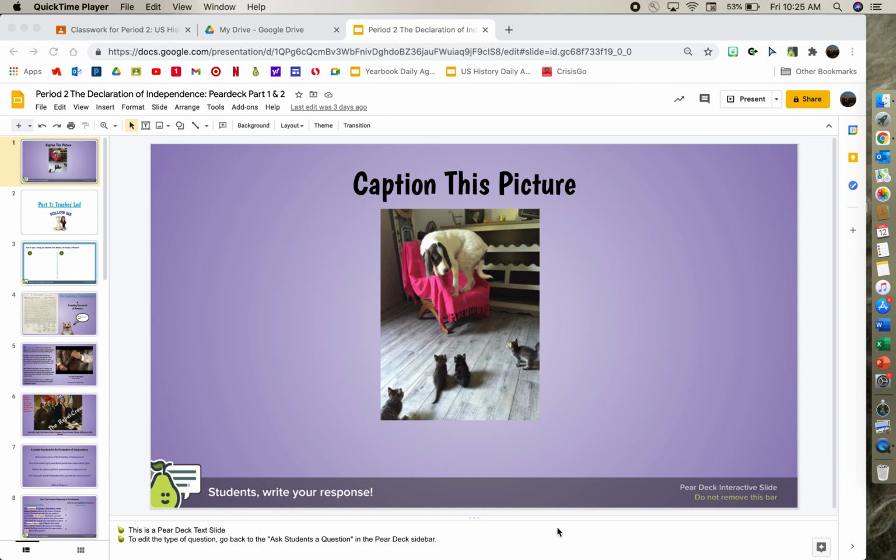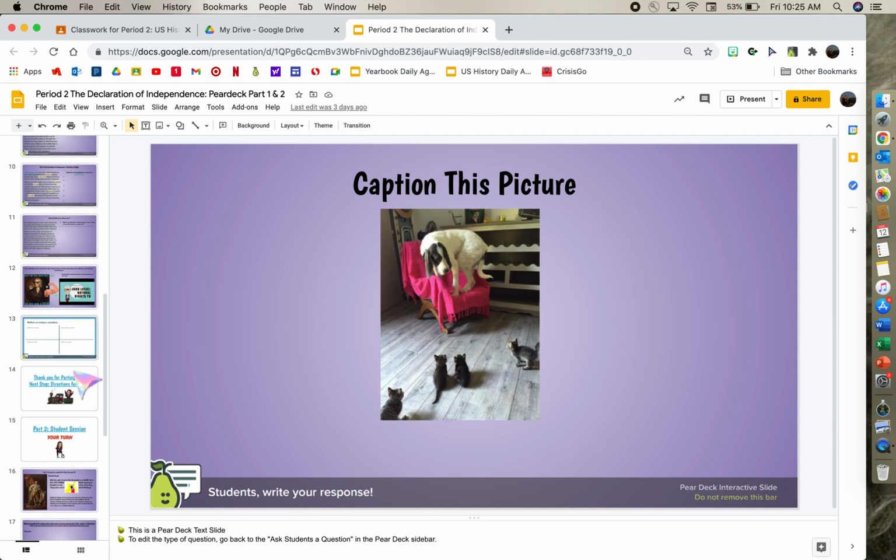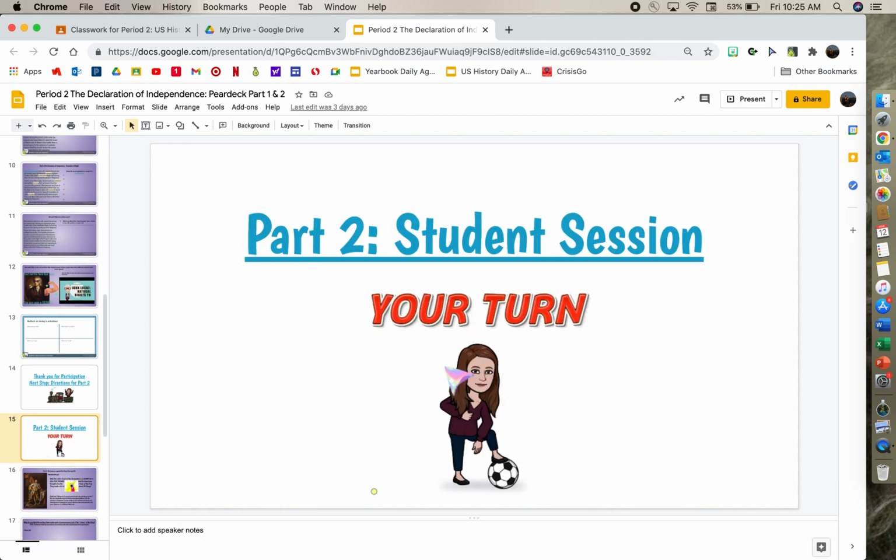Deck Part 2. So we are going to do Part 1 together, and then you guys are going to be doing Part 2 on your own. So I'm just going to be going over Part 2 and what you need to do for that section.